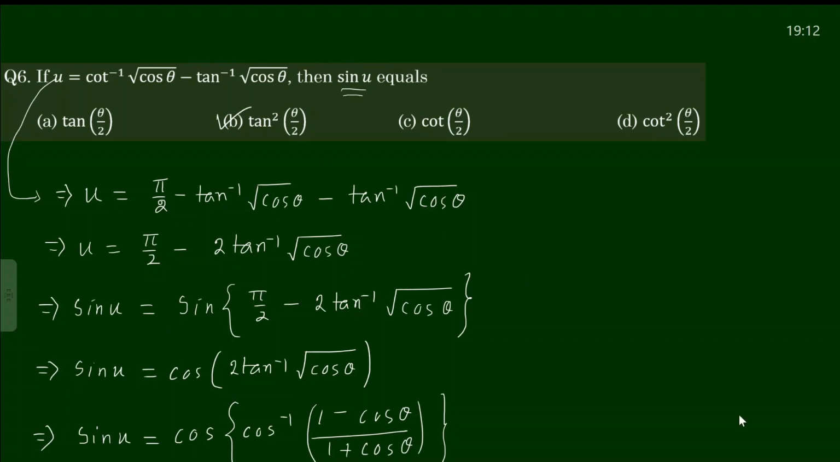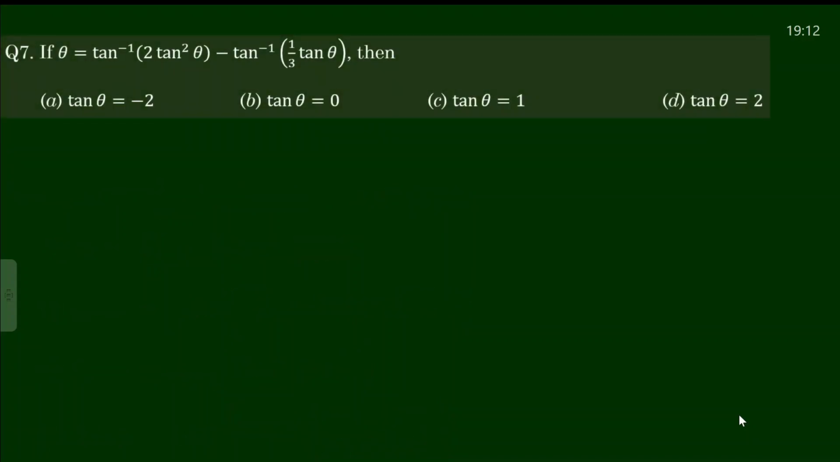And then we take another question. This is our question now. If theta is equal to tan inverse of 2 tan square theta minus tan inverse of 1/3 of tan theta, then which of the following options is correct? So we start with the given expression here. From this expression, I am taking tan on both sides.